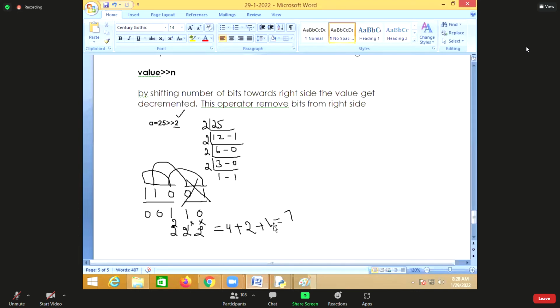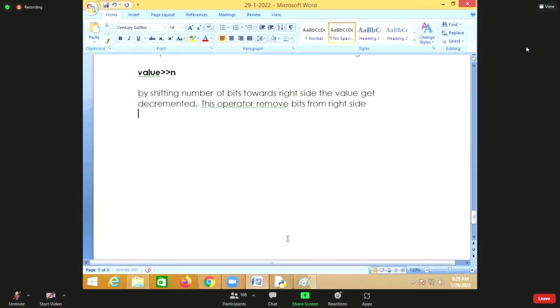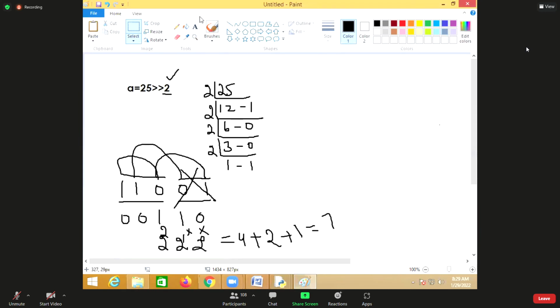Yeah, this is 0 only, 6. But I write 6, but you said 7. Okay, I write 6 only, right? 2 to the power of 0 is 1. 1 into 0 is 0. Okay, this value is what here? 6.